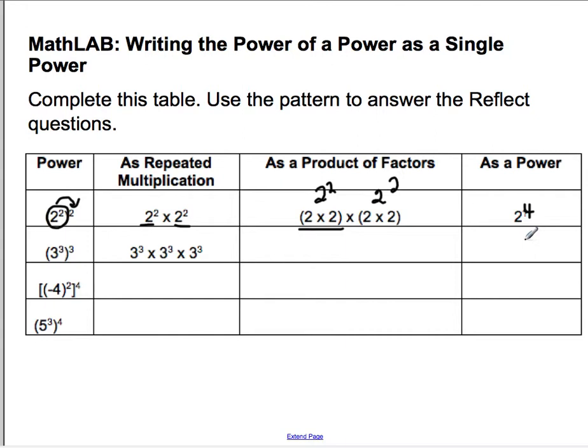I would press pause right now and see if you can fill out the chart. And when you're ready, come back, press play, and see if you have what I have.